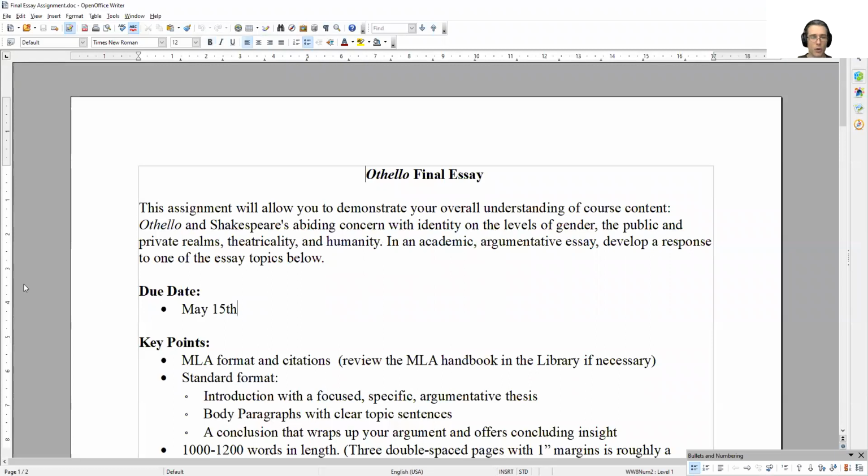Now, the essay will be due May 15th by the end of the day. There is an assignments tab on turnitin.com to which you can submit this essay.